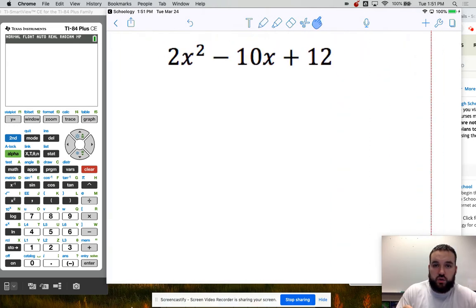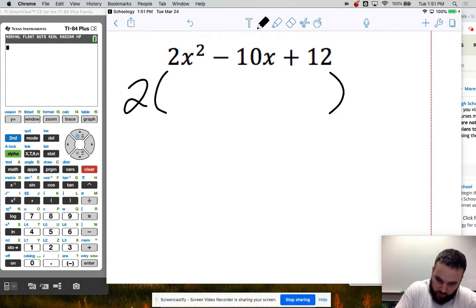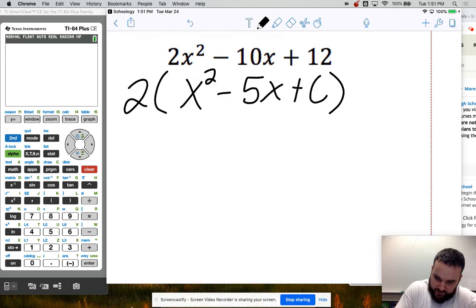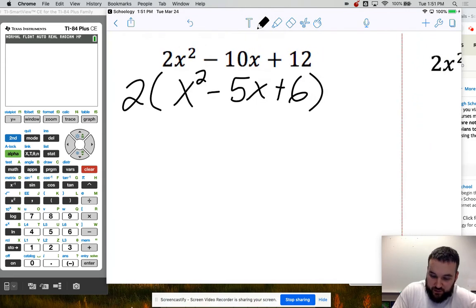Okay, 2x squared minus 10x plus 12. I can take 2 from all three of those terms: x squared minus 5x plus 6. And now that the x squared doesn't have an a value, or the a value is 1, I can just find factors of 6 that add to negative 5.